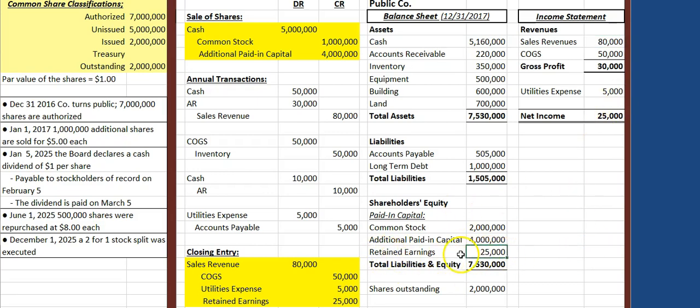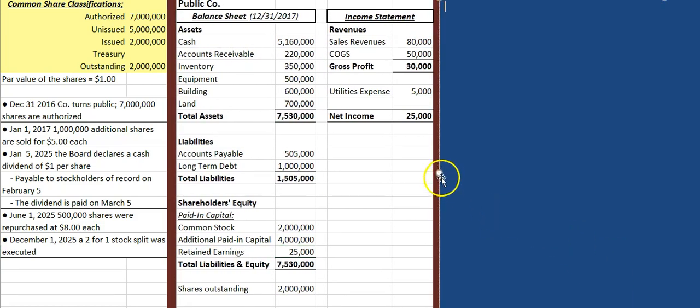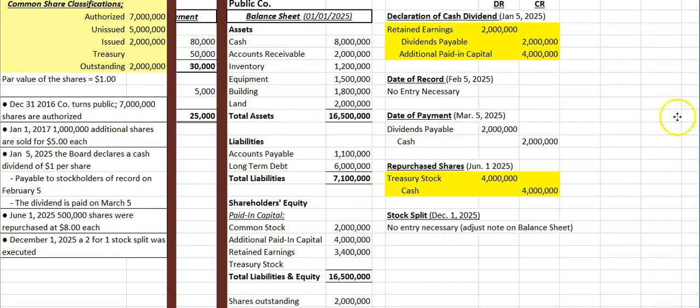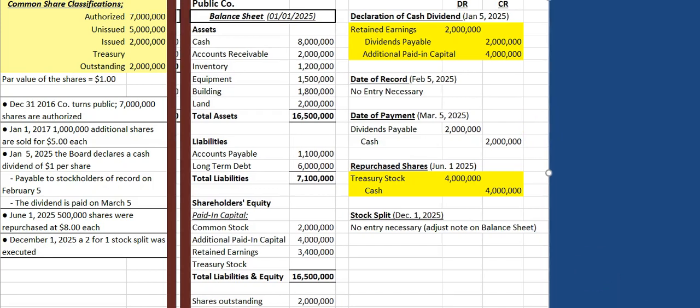Retained earnings represents the value, the earnings that the company has made, extra incremental earnings that accrue to the shareholders, okay? So every once in a while, some of that retained earnings is paid out. So let's fast forward to the year 2025, okay?